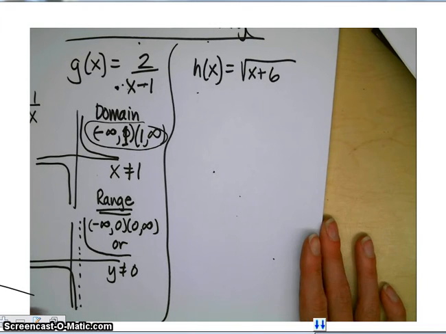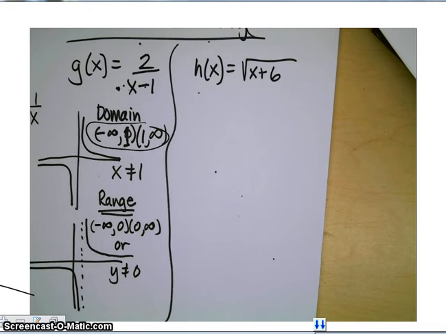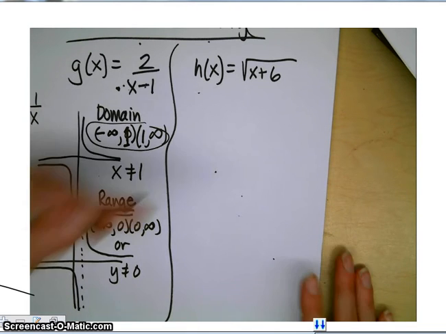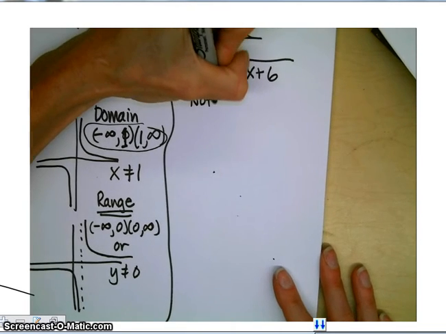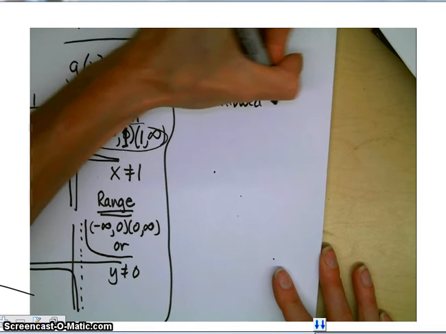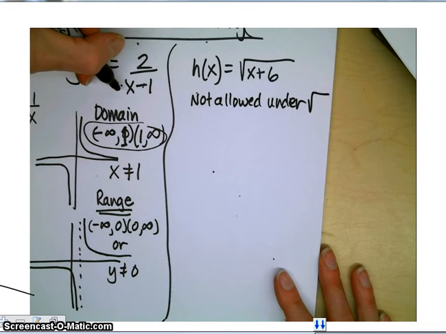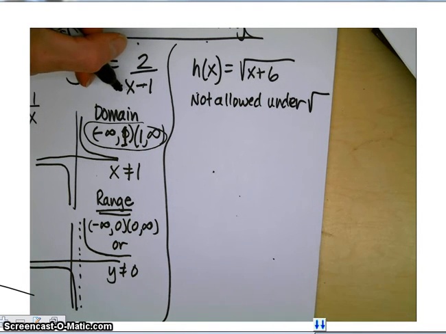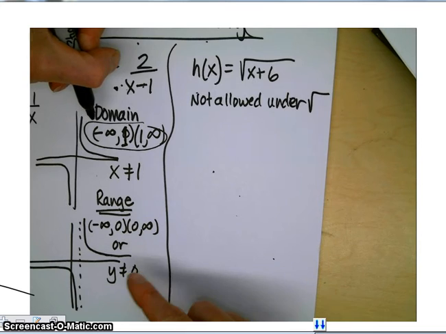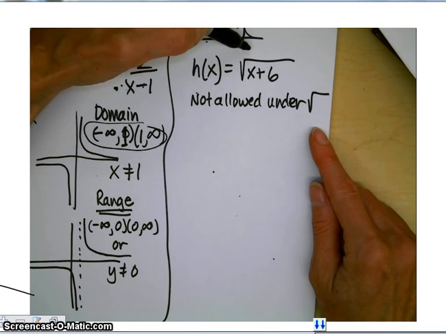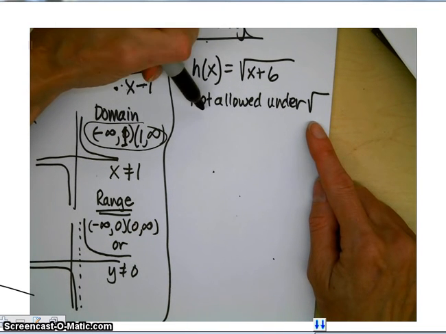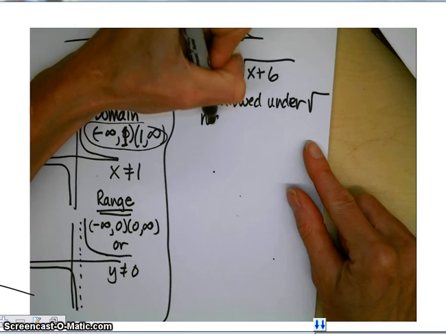Okay, let's do this without a graph at all. This will be our last example. What numbers are not allowed under radicals? Okay, so over here we know that the number not allowed on the bottom is 0, right? That's what we use to help us figure out the domain and range. Here under radicals we know that negatives are not allowed under radicals.